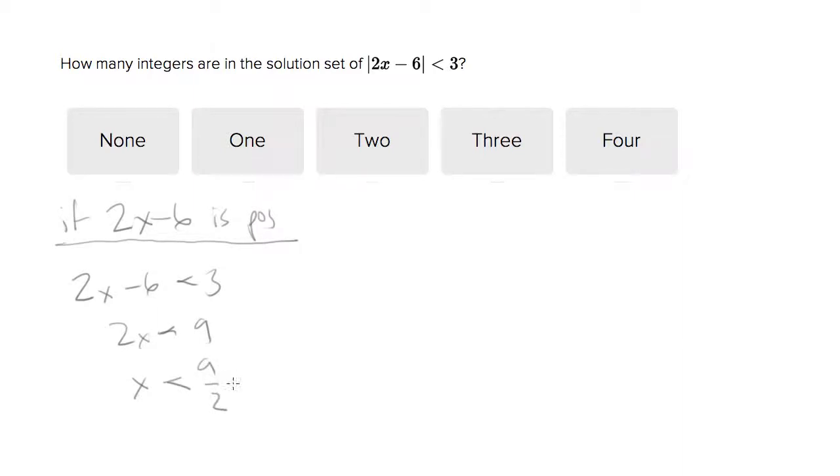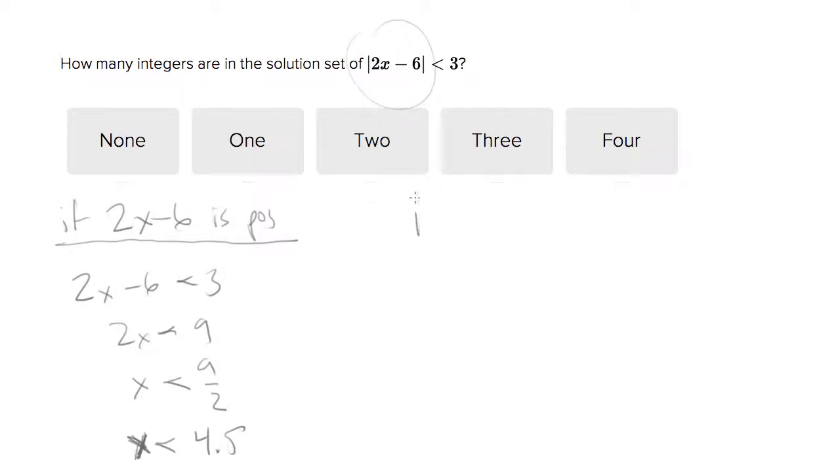9 halves you might also write as, how many times does 2 go into 9? 4.5 times. Right, I'm putting it in decimal because I want to keep track of how many integers are inside it. So 4 would be less than this, 5 would not be. All right, now let's handle the rest of that absolute value.